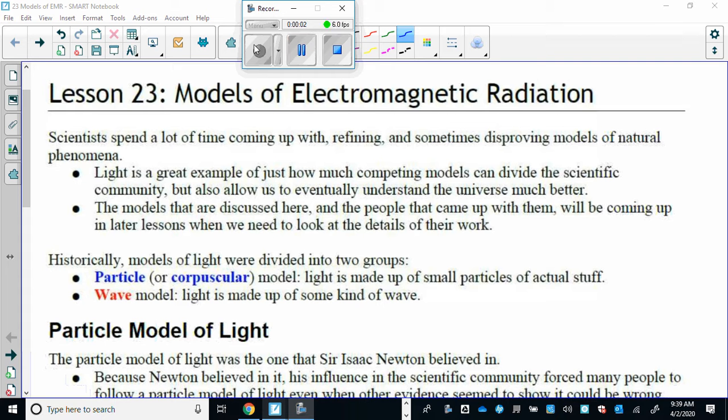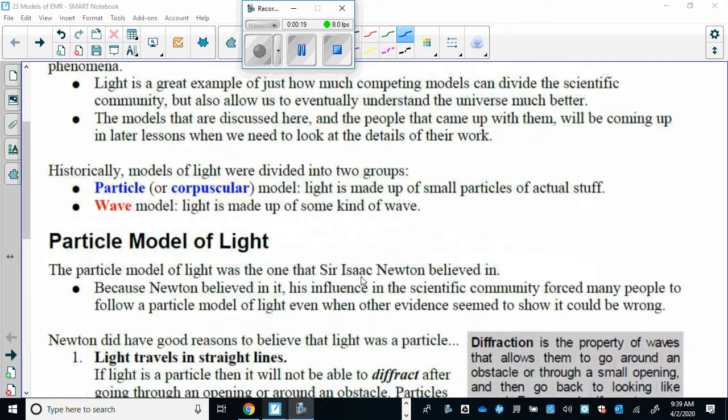Lesson 23 is on models of electromagnetic radiation. Basically, we have two models of what electromagnetic radiation is. Is it a particle or is it a wave? Early scientists, such as Sir Isaac Newton, believed it was a particle.